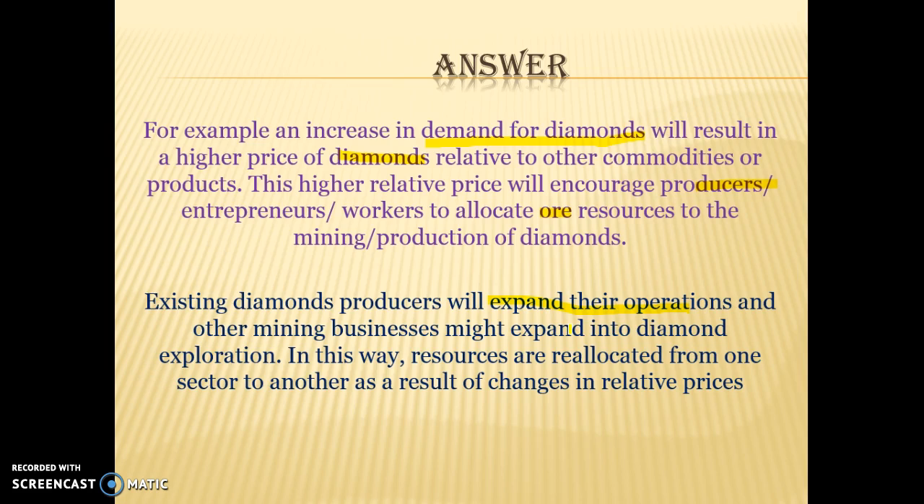So use an example, and you can use any example. You could use apples and oranges and use exactly the same thing. Okay, apples get a higher demand, that leads to a higher relative price. This will encourage producers to allocate more resources to apple production. So that will mean that farmers are trying to expand their use of land to produce apples.